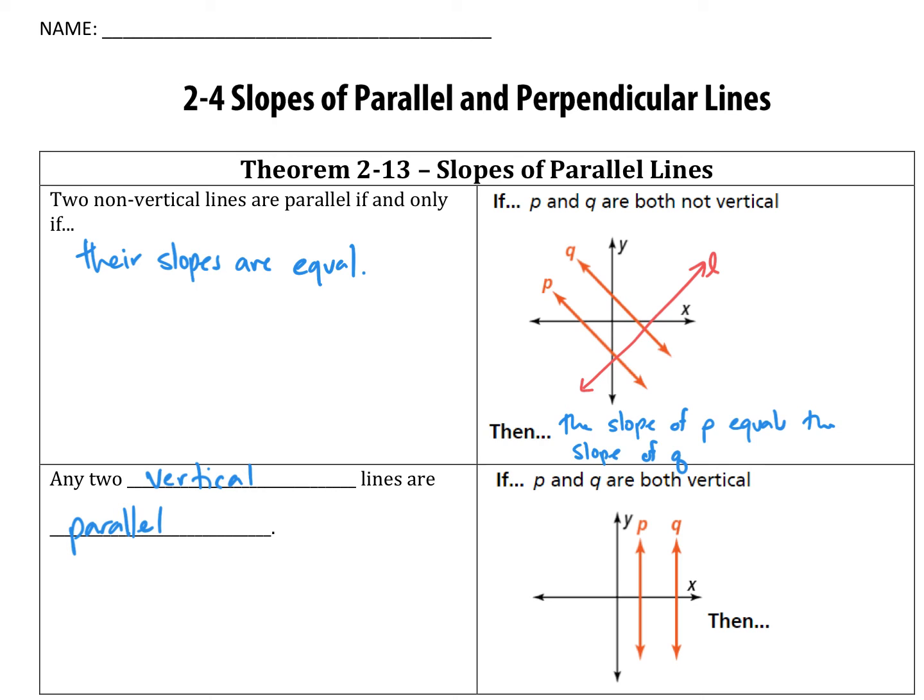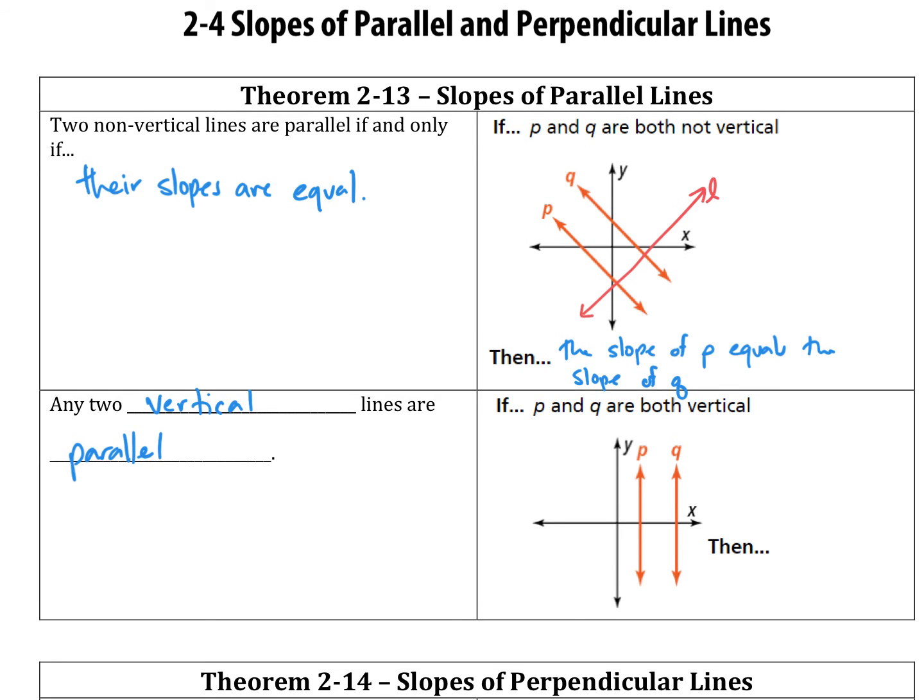So we can see in this diagram over here to the right, if P and Q are both vertical, then P is parallel to Q. Okay? So parallel lines have slopes that are equal. If two line slopes are equal, they're going to be parallel, and all vertical lines are parallel to each other.